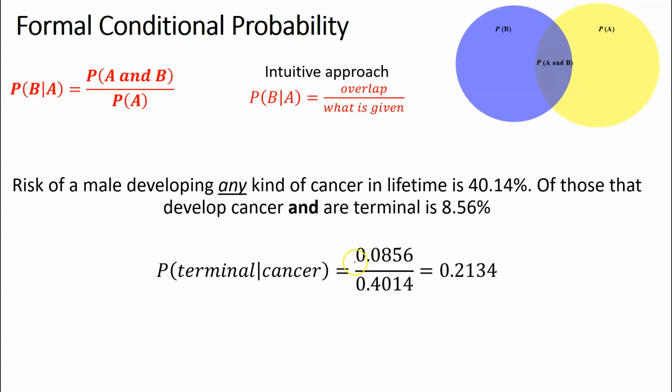Well, first you take the overlap, which is right here. This is the probability of developing cancer and being terminal, divided by the given thing. The given thing was they have cancer, some kind of cancer, any kind of cancer. By the way, I looked this up on the American Cancer Society website. That's where I got these numbers from, just so you know. So this would be it right here. So 21.34% chance of being terminal, so they're going to pass away from it, given that they have cancer.